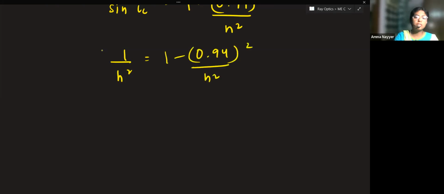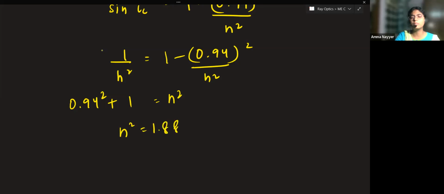Bring this on the other side, that becomes 0.94 square plus this 1 will be equal to n square, right? N square will be the same in the denominator, get multiplied by 1 and n square you will have. So n square will be 1.88 approximately. So refractive index will be under root 1.88. Approximately you will get this.